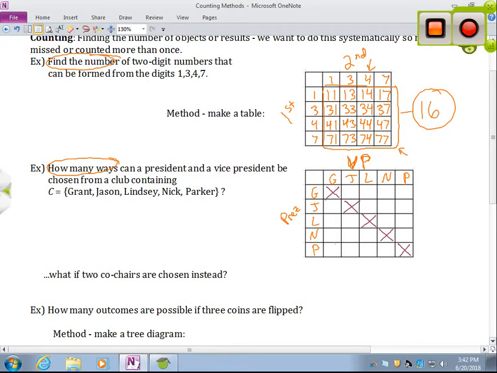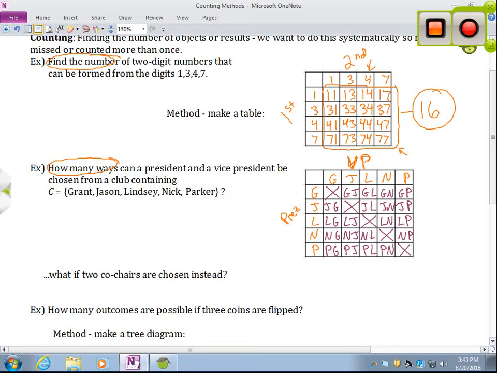Okay, so moving on here, we've got Grant Jason, Grant Lindsay, Grant Nick, Grant Parker, and then Jason Grant, Jason Lindsay, Jason Nick, Jason Parker, Lindsay Grant, Lindsay Jason, Lindsay Nick, Lindsay Parker, Nick Grant, Nick Jason, Nick Lindsay, Nick Parker, Parker Grant, Parker Jason, Parker Lindsay, and Parker Nick.